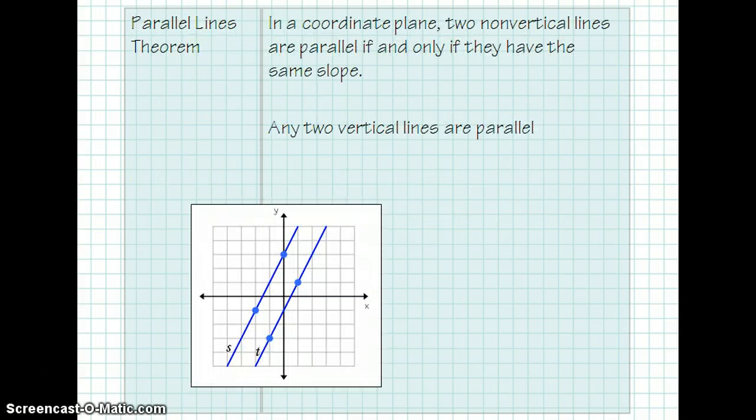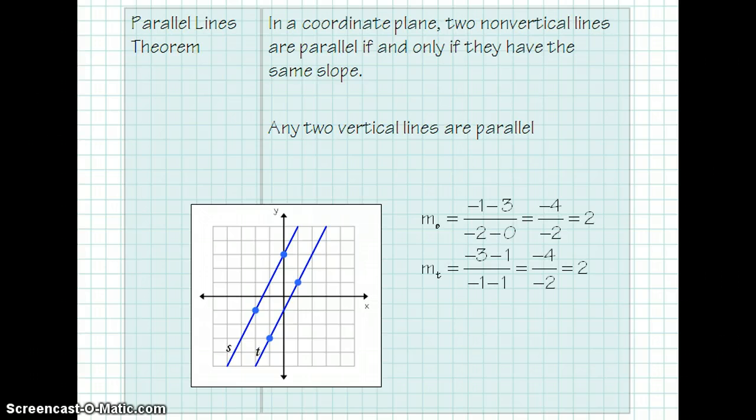And also, as you should recall, parallel lines have the same slope, or to have a specific geometric definition: in a coordinate plane, two non-vertical lines are parallel if and only if they have the same slope. And as a definition here, any two vertical lines are parallel. So if line S has a slope of 2, line T also has a slope of 2, so they have the same slope, so they are parallel.